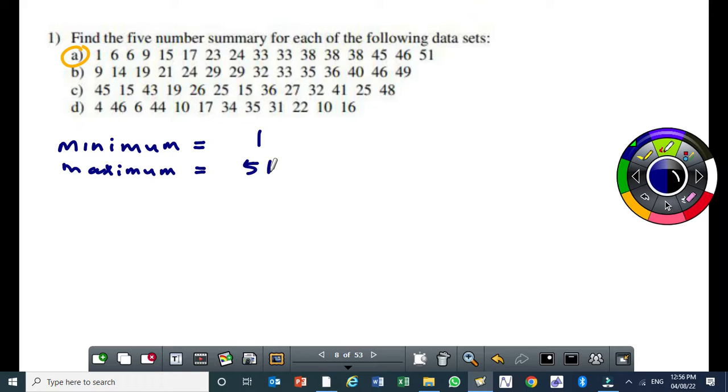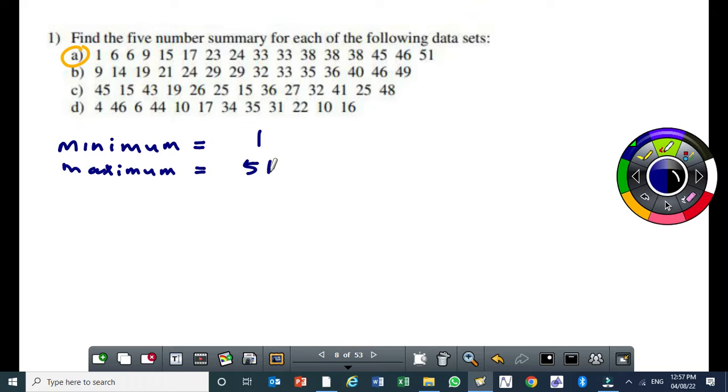Then, if you want to determine the lower quartile, the median or the middle quartile and the upper quartile, I suggest that you find the median first, because the median divides the data set into 2 equal parts. So we need to count how many values we have here. 1, 2, 3, 4, 5, 6, 7, 8, 9, 10, 11, 12, 13, 14, 15, 16. There are 16 of them, which means if I want to find my median, I have to identify 2 values in the middle of the data set.